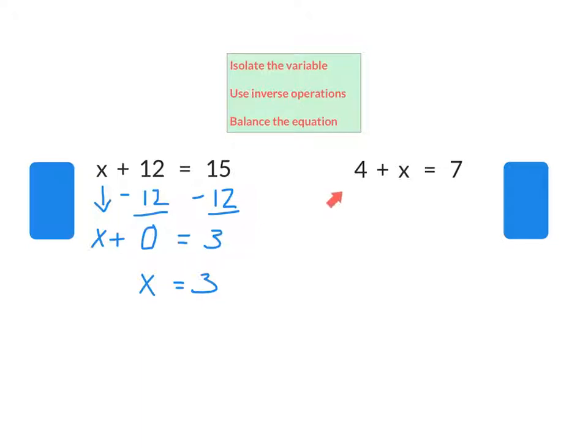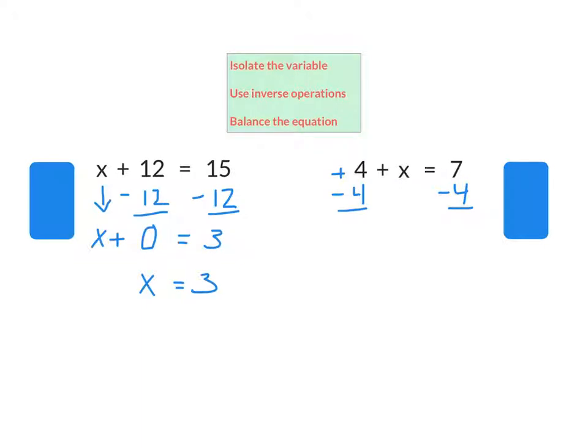In our next example, we have 4 plus x equals 7. And in this example, we want to isolate the variable x by getting rid of this 4, which is a positive 4. So I'm going to put a positive symbol there so that we know that it is positive. And the opposite of a positive 4 is a negative 4. So I'm going to subtract 4 from both sides, or add a negative 4 to both sides.